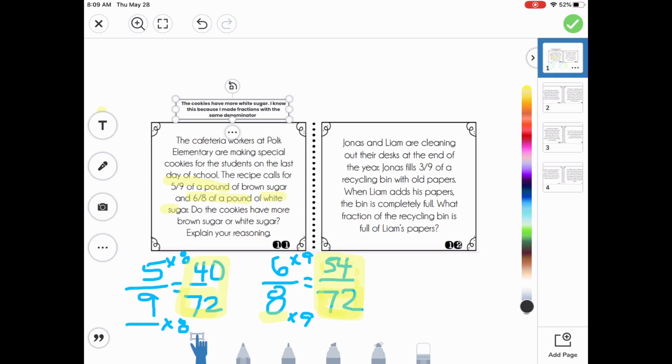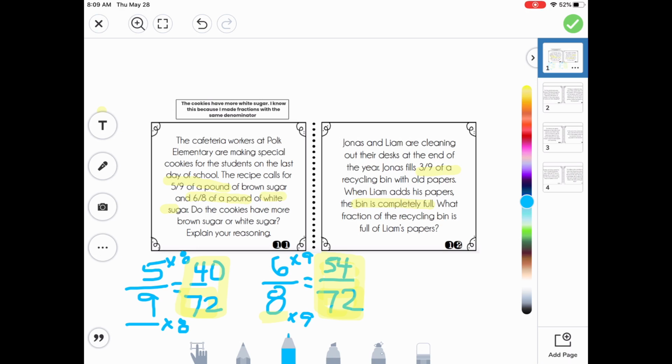The next question on the first page says, Jonas and Liam are cleaning out their desks at the end of the year. Jonas fills 3/9 of a recycle bin with old papers. When Liam adds his papers, the bin is completely full. What fraction of the recycling bin is full of Liam's papers?